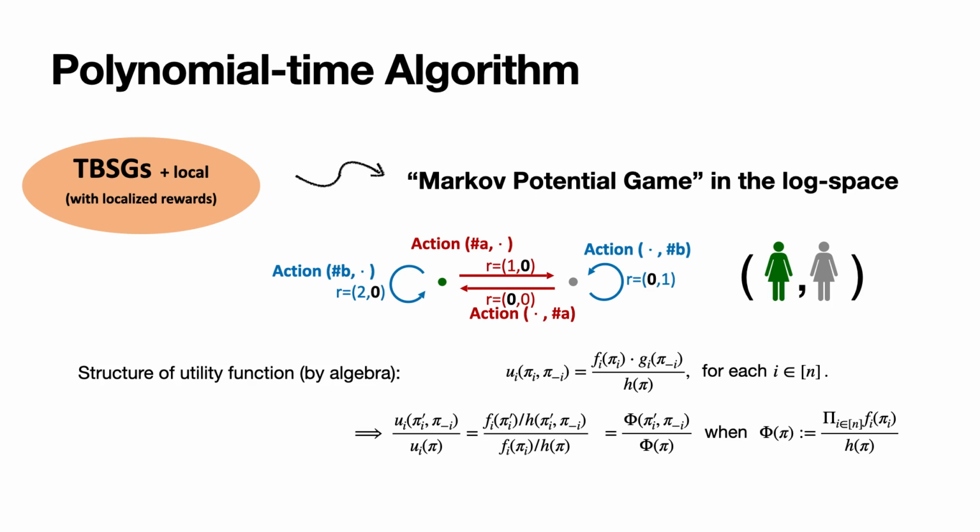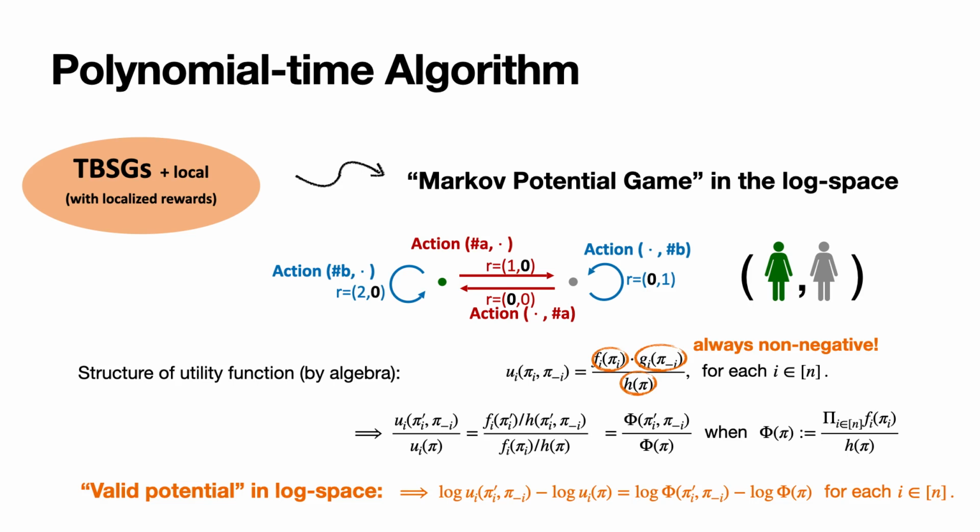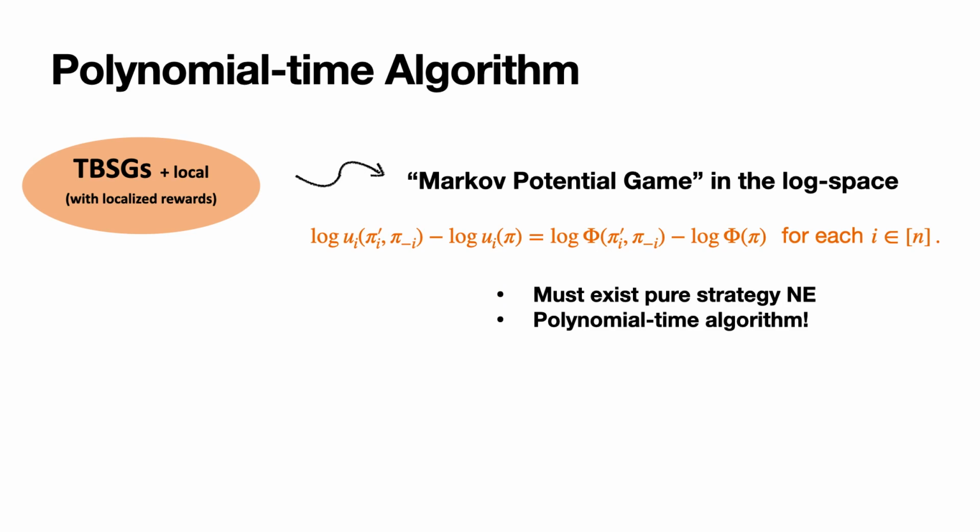Because of this nice ratio equivalence property, this essentially establishes the potential condition we need for Markov potential games in the logarithmic space. This log space potential game condition allows us to show several nice properties for such games. First, we can show there must exist a pure strategy Nash equilibrium, where no player needs to play a mixed strategy. Second, this allows us to design a polynomial time algorithm for the problem.